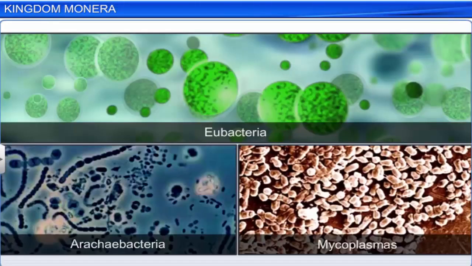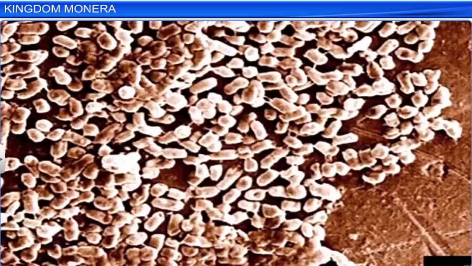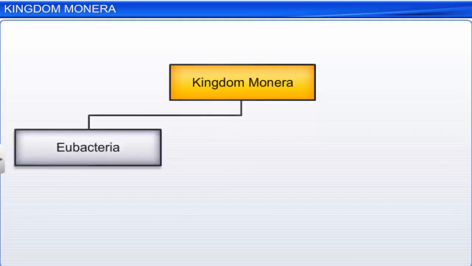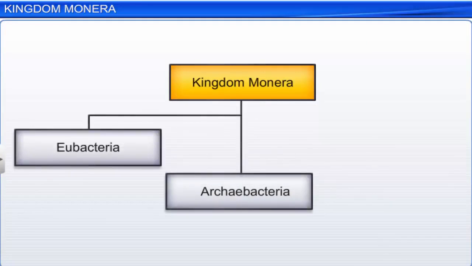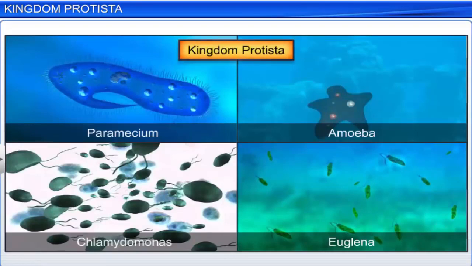Unlike eubacteria and archaebacteria, mycoplasmas are the bacteria that do not have a cell wall. They are also the smallest living beings ever known who can survive without oxygen. They are pathogenic in animals and plants. Kingdom Monera, therefore, consists of eubacteria, archaebacteria, and mycoplasmas. All unicellular eukaryotes come under kingdom Protista.